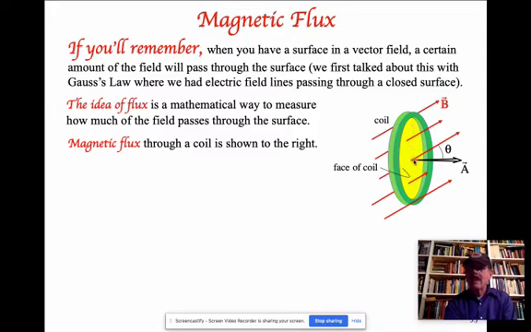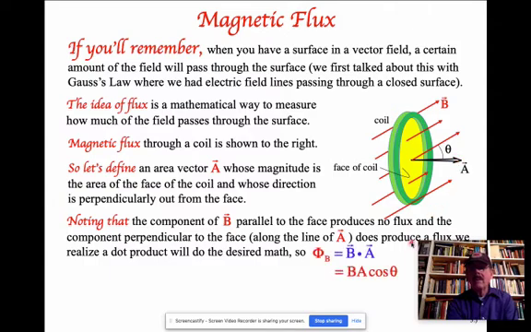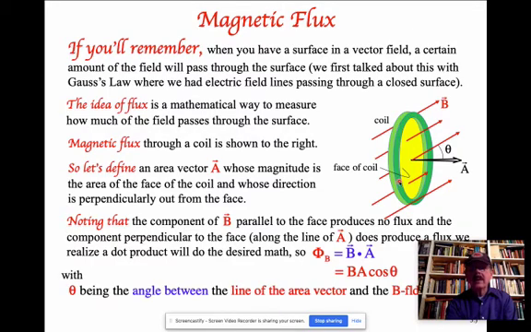Thinking back to the math that you've been using pretty much all year long, if you want the product of one vector and the magnitude of the second vector along the line of the first, that's a dot product. And so we have that the magnetic flux is equal to the dot product of the magnetic field vector and this area vector. This is the reason why we needed to define the area vector. Where the angle in the dot product is the angle between the line of A and the line of B.